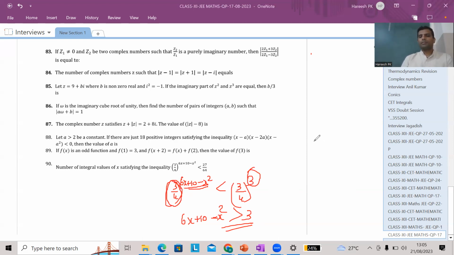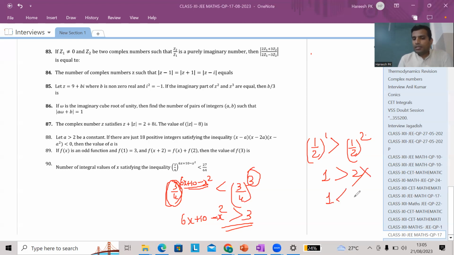How to understand this? Very easy. 1 by 2 power 1 and 1 by 2 square. Which is bigger? Obviously 1 by 2 power 1 is bigger. 1 by 2 power 1 is bigger than 1 by 2 square. So although 1 by 2 whole power 1 is bigger than 1 by 2 whole square, 1 is not greater than 2. Rather 1 is lesser than 2. So whenever the base is less than 1, when you're comparing the powers, you should reverse the inequality. That's why we are reversing it.